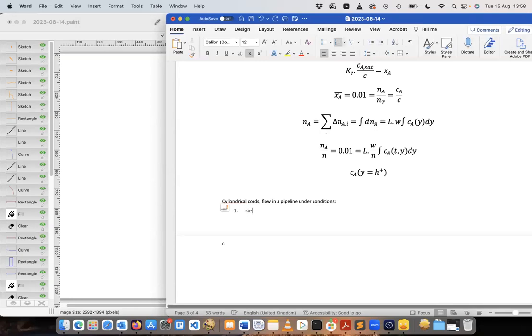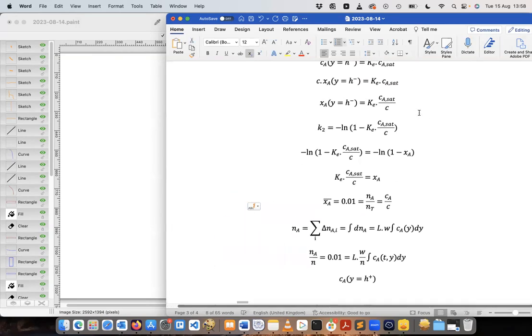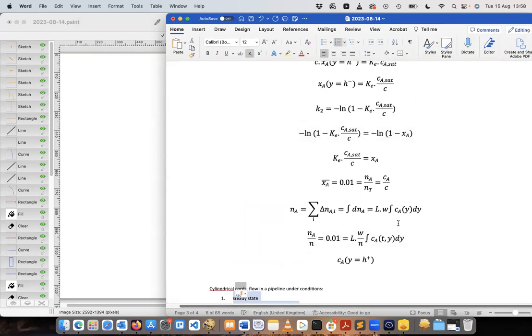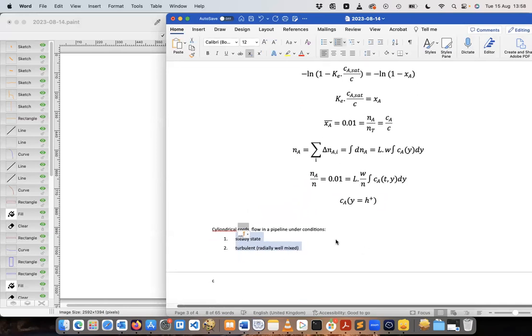Number one, that it's steady state. Number two, that it's turbulent. So it's radially well mixed. And I think that's it, right? So under these conditions, can you apply the boundary conditions and find a solution as we did today? Right, so that would be the next one.